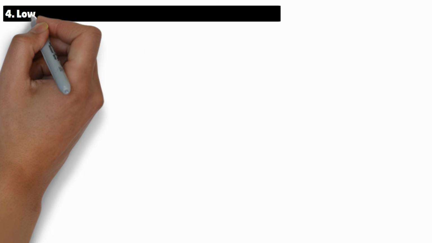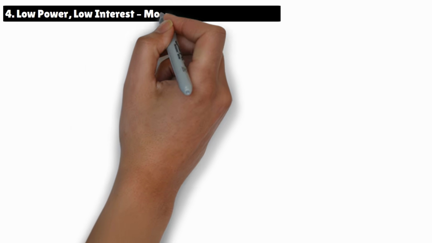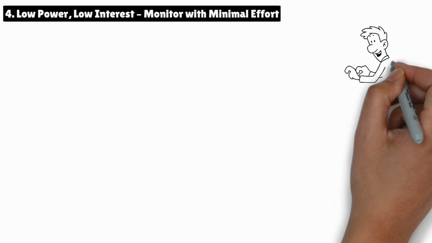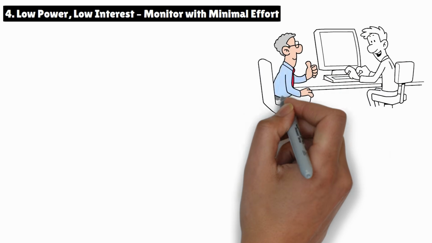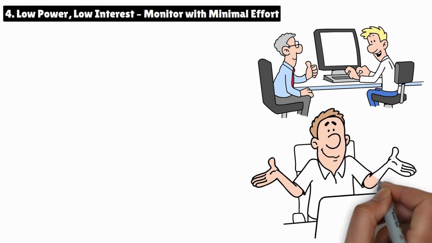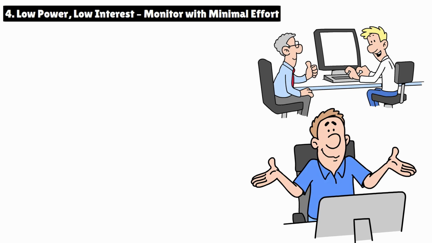Finally, there are stakeholders with low power and low interest. These should be monitored with minimal effort. They have a weak connection to the project and don't expect much involvement, but their role or interest level could shift, so don't completely ignore them.